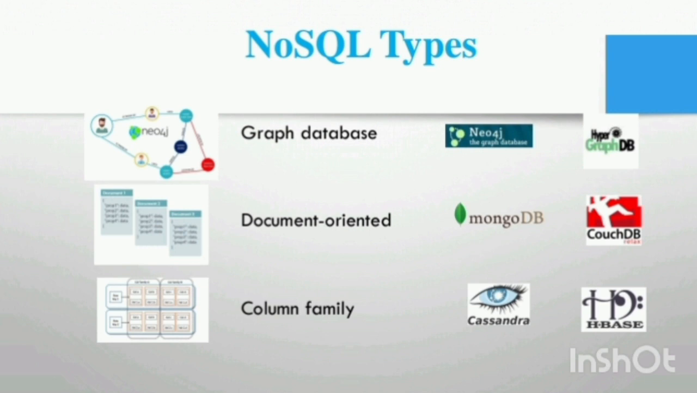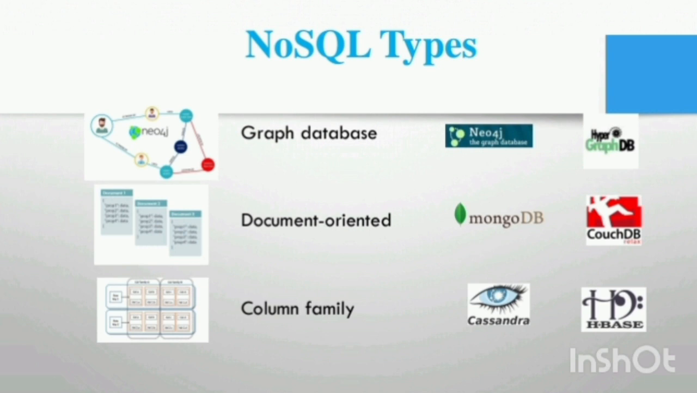Geospatial indexing. MongoDB supports geospatial indexing, allowing the storage and querying of geospatial data like coordinates and shapes. This feature is valuable for applications that involve location-based services.